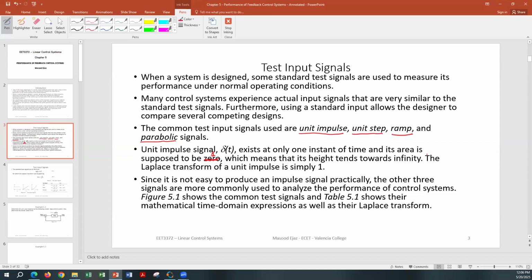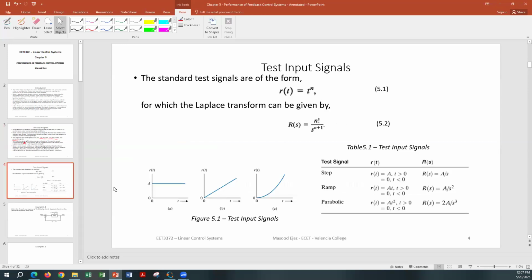Laplace transform of impulse signal is simply 1. Since it is not easy to produce an impulse signal practically, the other 3 signals are more commonly used to analyze the performance of control systems. That is, a step signal, ramp signal, and parabolic signals. Figure 5.1 shows the common signals right here.